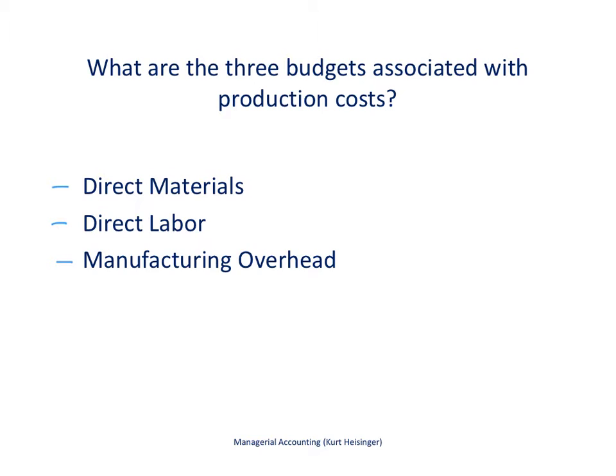This video describes how to create the three budgets that are associated with production costs, and you see those three production costs below. We've got direct materials, direct labor, and manufacturing overhead. All of those are associated with production, and we're going to take a look at how to create each of these three budgets in this video.